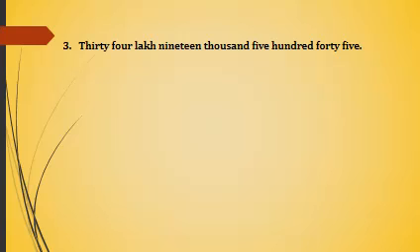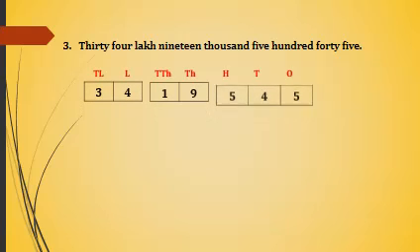The third example is 34,19,545. First we will make period blocks and fill the places. Here in 10 lakhs place 3 will come. In lakhs place 4 will come. In 10,000s place 1 will come. In thousands place 9 will come. In hundreds place 5 will come. In tens place 4 will come. And in ones place 5 will come.